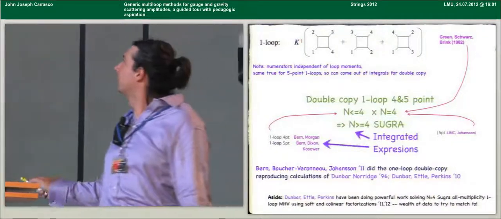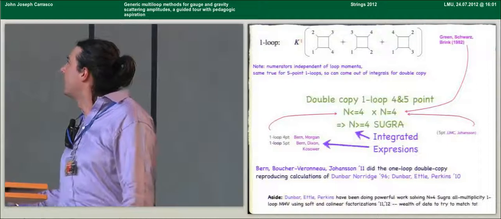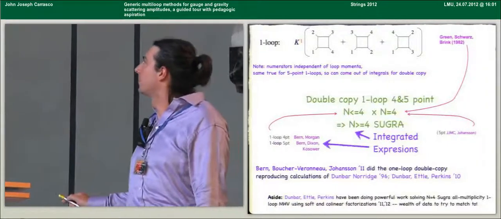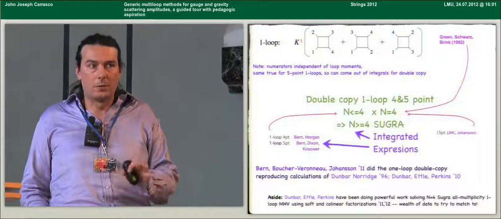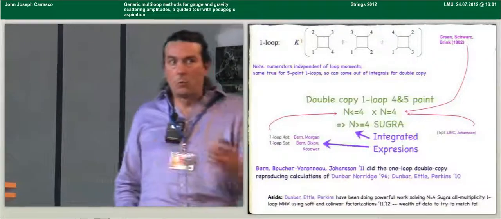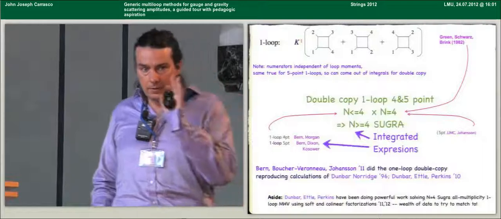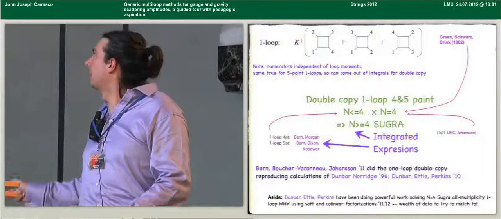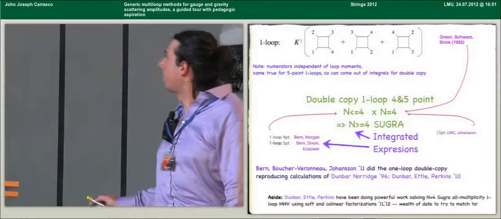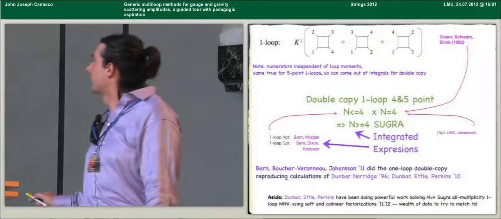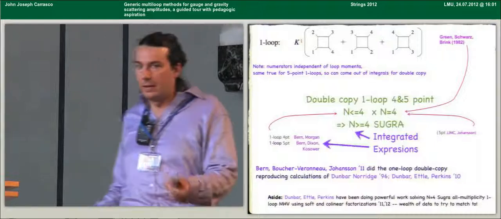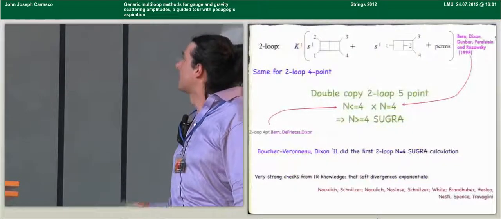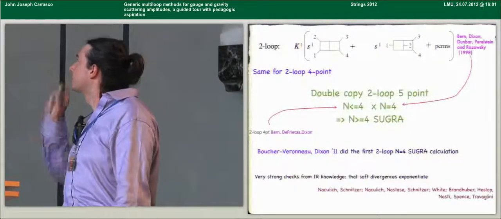Also, this is kind of off the track, but recently Dunbar, Edelstein and Perkins have been doing some fantastic work at 1 loop where they have all 1-loop MHV supergravity amplitudes for N=4 supergravity. They went after it using soft and collinear factorizations. This is a huge amount of data to try to understand and try to match to.